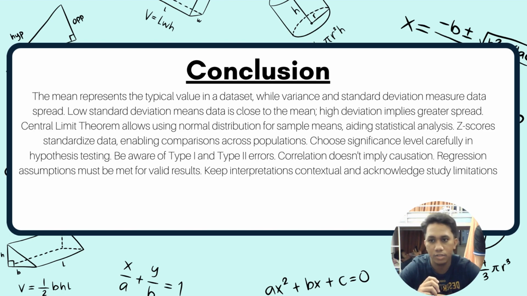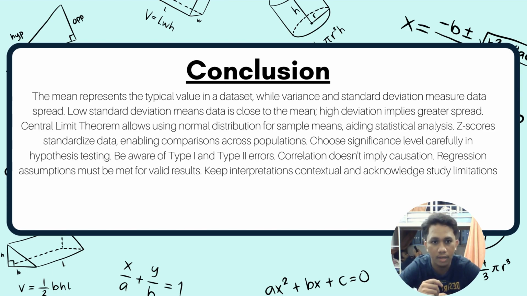Lastly is the conclusion. The mean represents the typical value in a data set, while variance and standard deviation measure data spread. Low standard deviation means data is close to the mean. High deviation implies greater spread. The central limit theorem allows using the normal distribution for sample means, aiding statistical analysis. Z-scores standardize data, enabling comparison across populations.